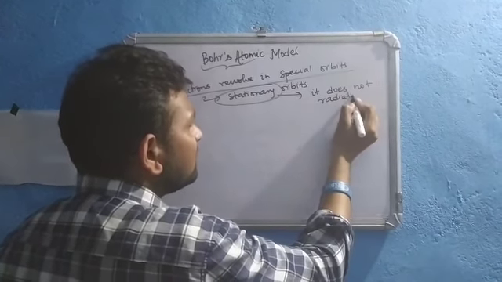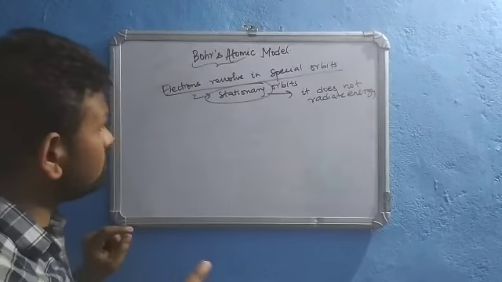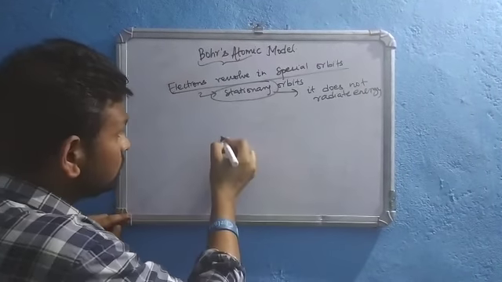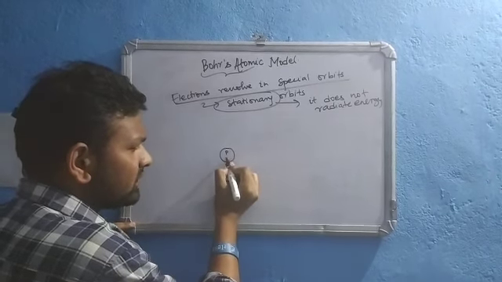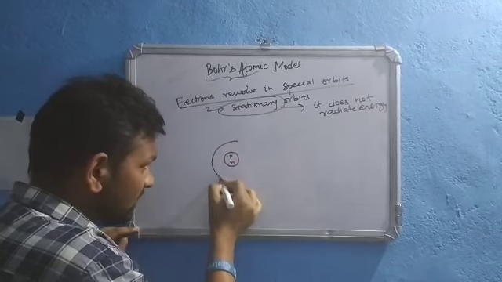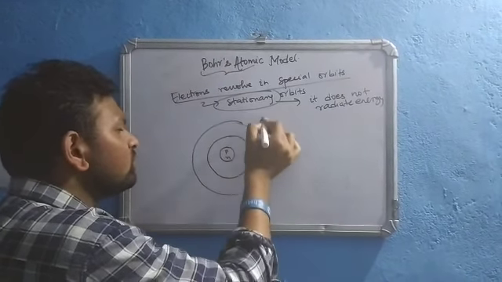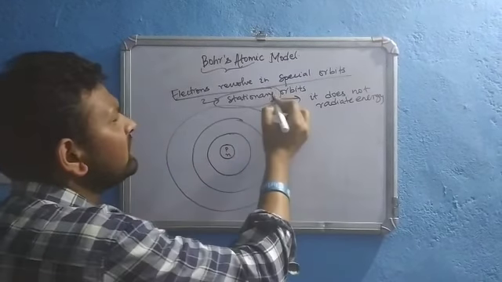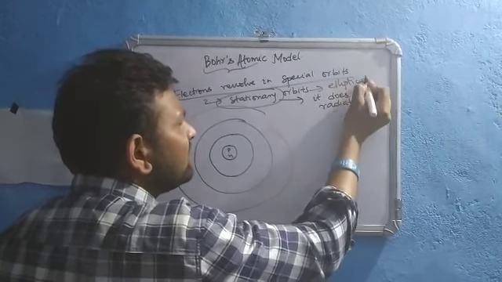Now, what does this mean? This was the flaw which was incorporated in Rutherford's atomic model. Remember? So you have to remember. So this is our nucleus, which consists of protons and neutrons. And according to Bohr, electrons revolve in circular orbits along with elliptical orbits. He introduced the concept of elliptical orbits.